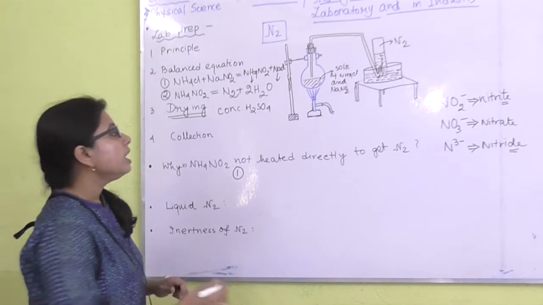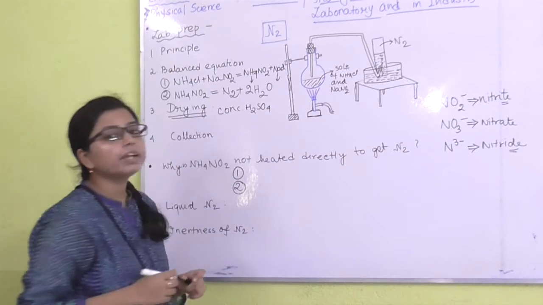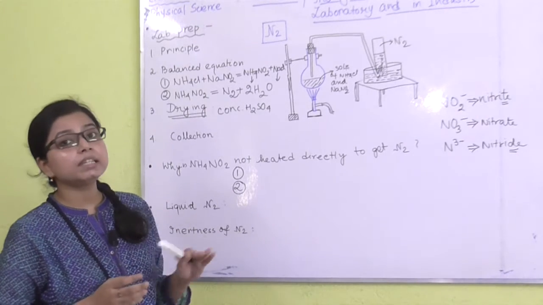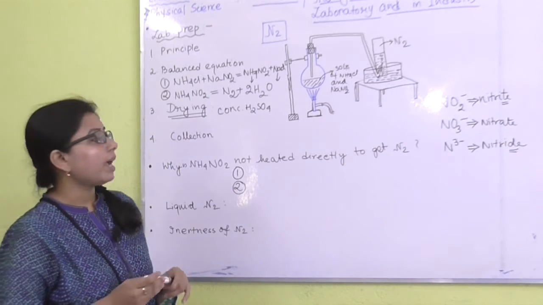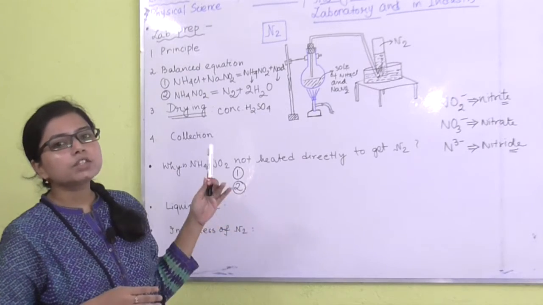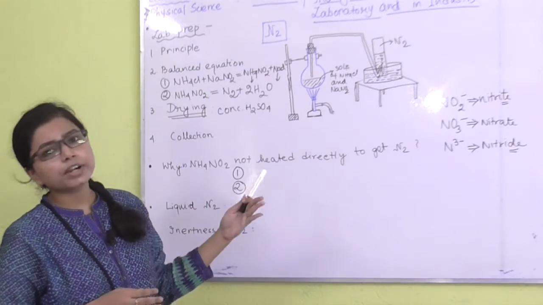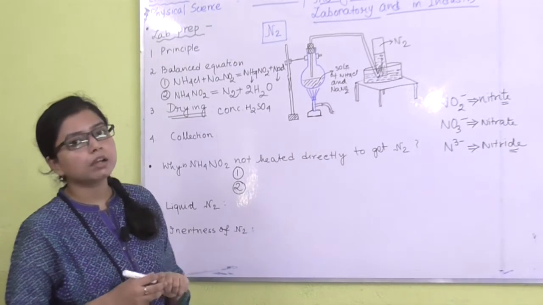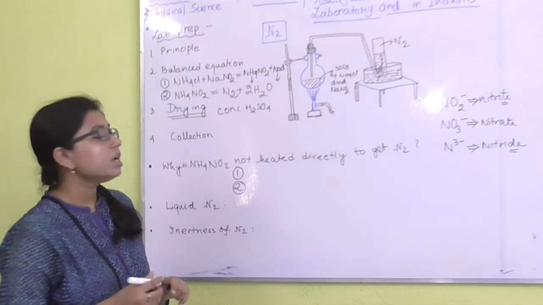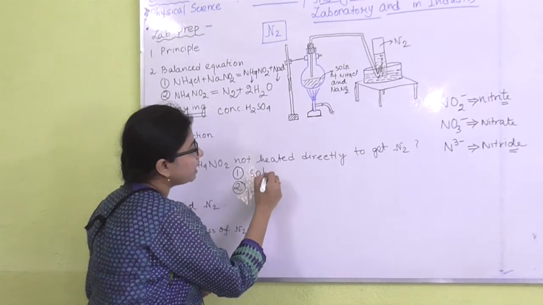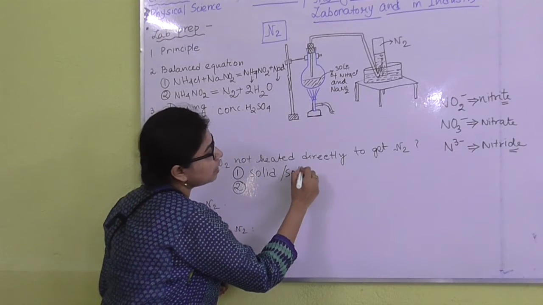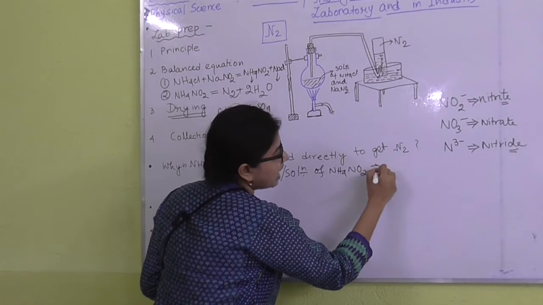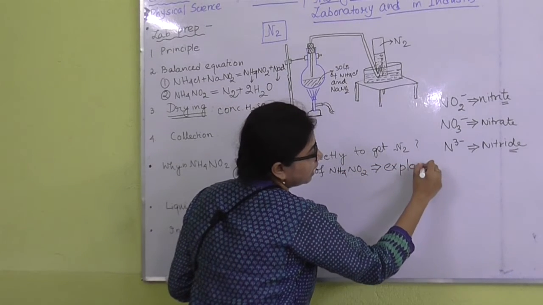Okay, explosion may occur. So we can't use this in solid state or in solution state directly. Problem number 2 is, NH4NO2 is not so stable as a compound. As a chemical compound, its stability is very low, and that's why it cannot be stored for a long time. So this is the second problem due to which we can't use NH4NO2 to get N2.